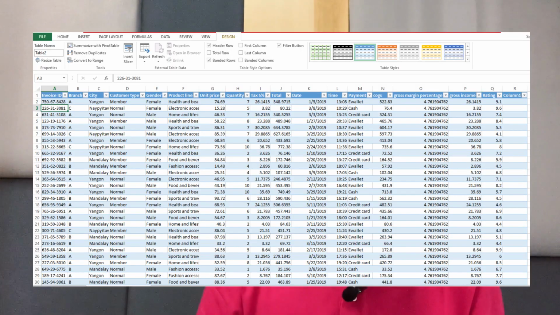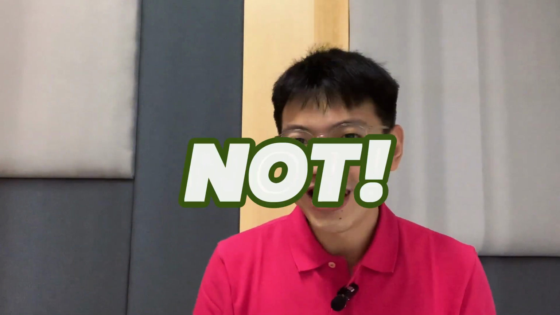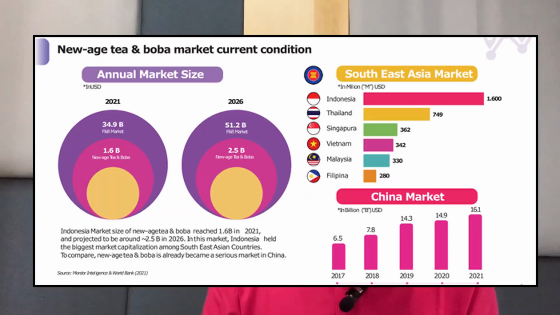Now, I have the data. What do you think about this data? Is it easy for you to understand the data? Of course not. The data looks so complicated. It will be more understandable if I present the data in the form of a graph.